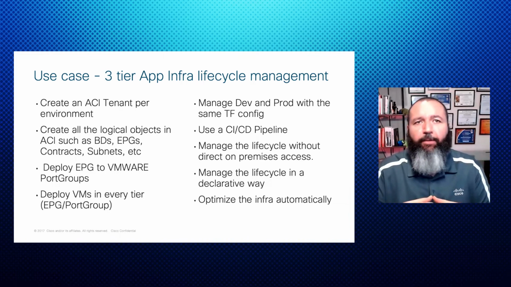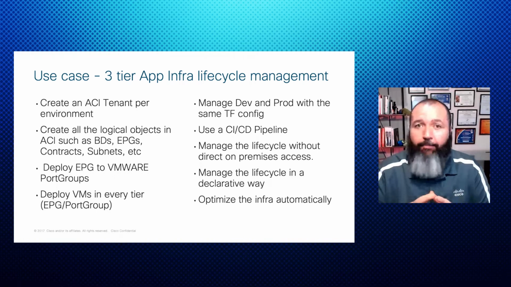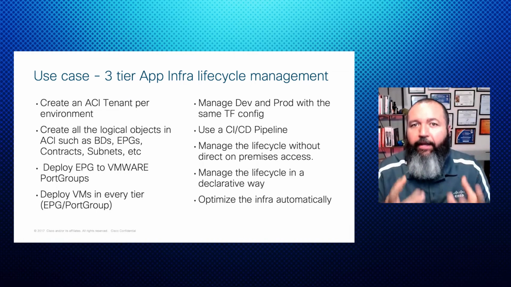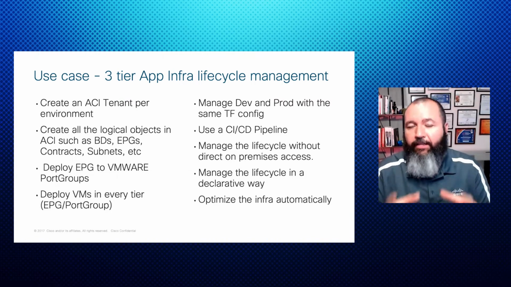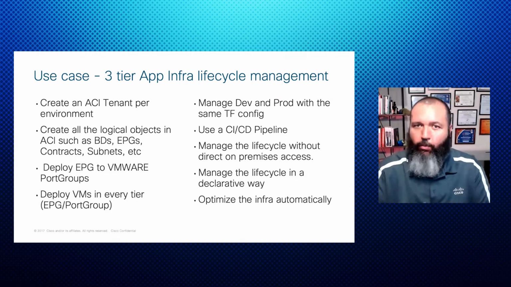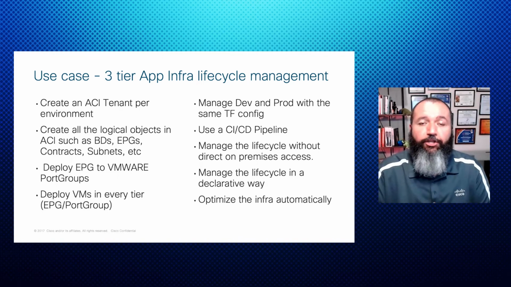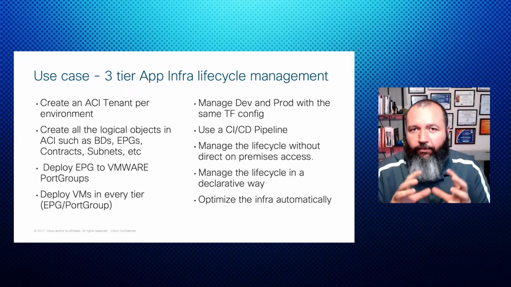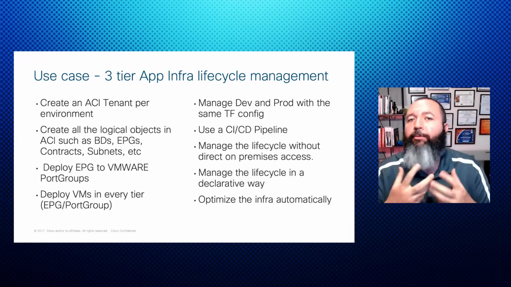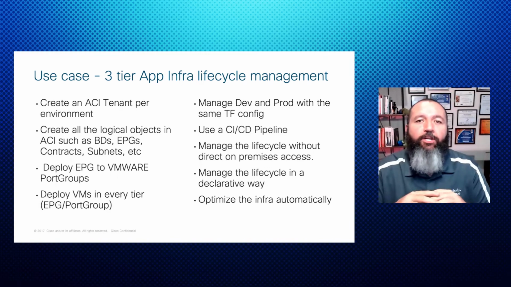So the use case is going to be to deploy the entire infrastructure for a 3-tier app. The idea is to create a new ACI tenant and all the elements that are needed to make this application work, like the different endpoint groups, bridge domains, subnets, contracts, filters, and so on. In that way, we will have our infrastructure ready to then deploy a virtual machine in every single tier, or EPG, whatever we want to call it.